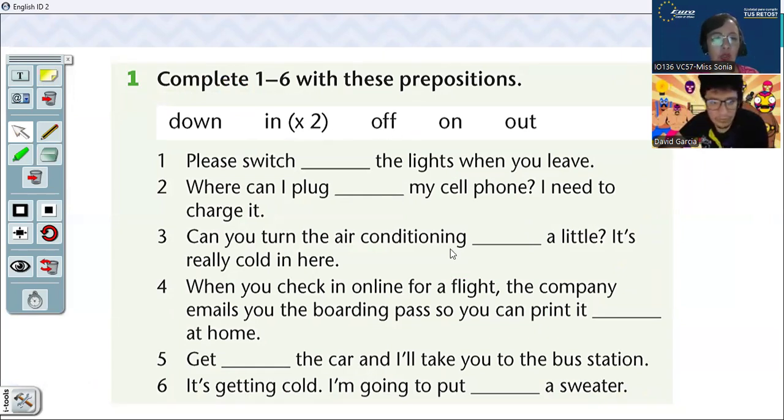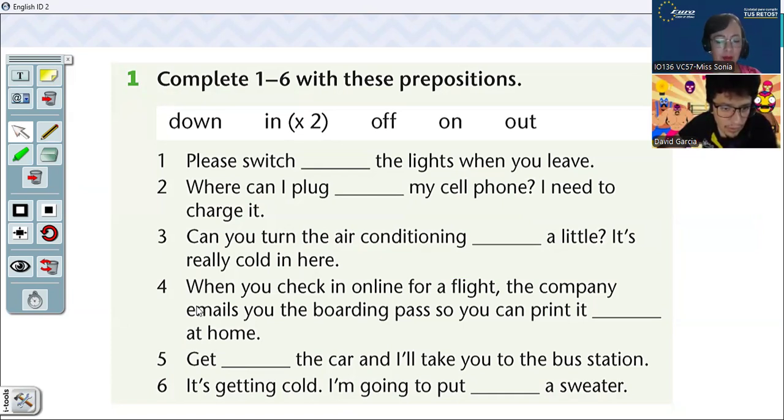So I'm going to let you do it individually for 2 minutes. Okay. Or more than 2 minutes if you need, don't worry. Okay, teacher. No problem, of course.